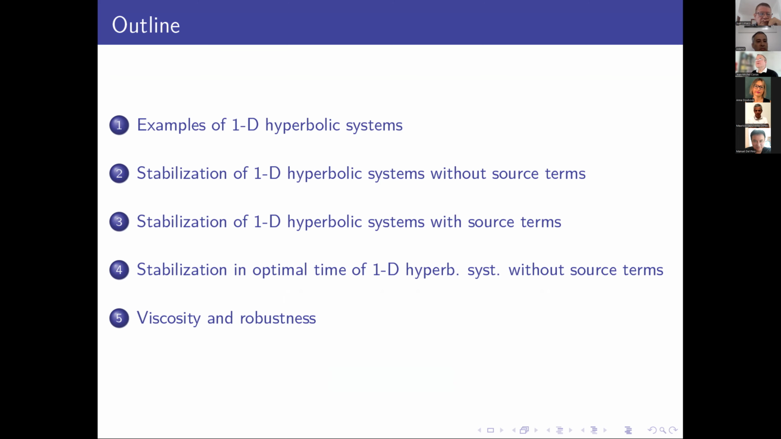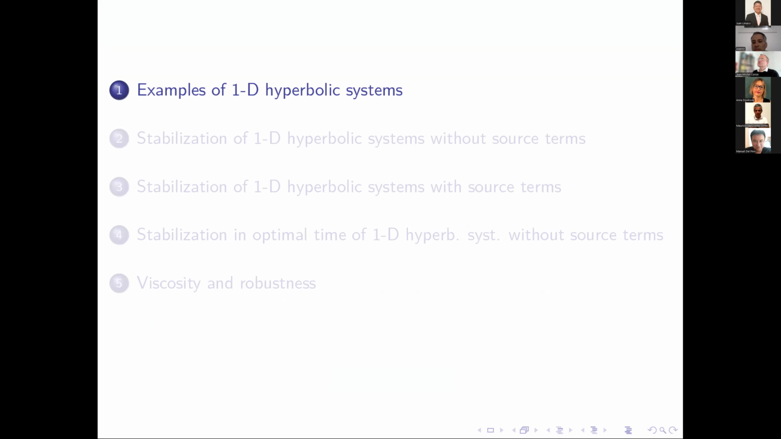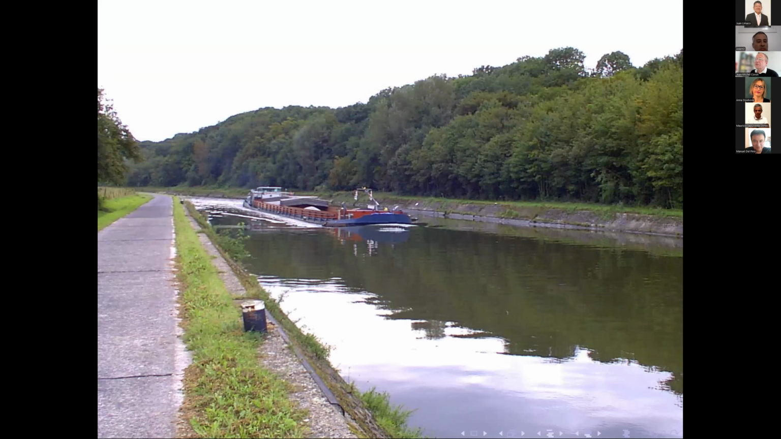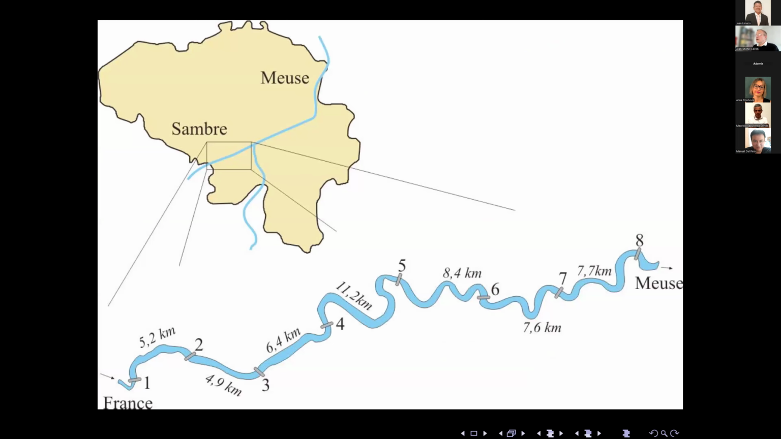So let me start by giving some examples of 1D hyperbolic systems. The 1D hyperbolic system on which I have worked a lot is the case of the river. This is the river La Sambre in Belgium. And here is a map of this river. And you see there are some numbers, 1, 2, 3, 4, and so on. And this is a place where there are the gates. And at the gates, we are going to implement some control in order to stabilize the system.